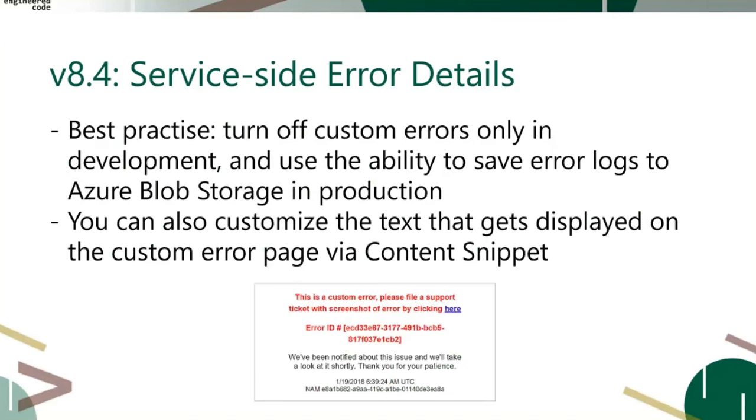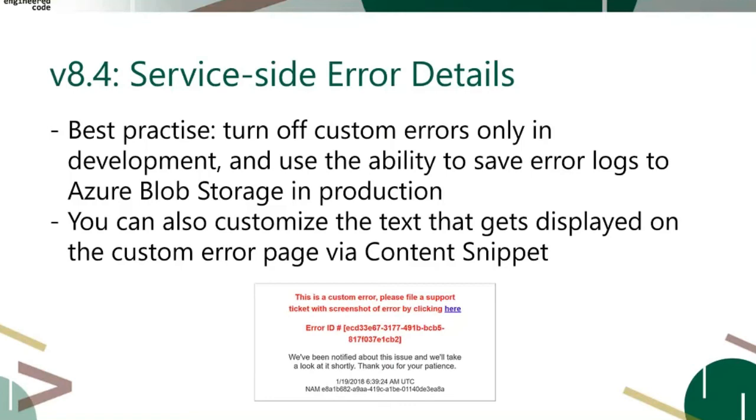Now, in terms of best practices, our recommendation is that you turn off the custom errors so you can see the yellow screen of death, but only do that in development. Once you've launched, typically you don't want to be exposing the technical details of the errors to your users. So we recommend turning off the custom errors in development so that you can see the full error details. But then once you go to production, you use the ability to save those logs to Azure storage. That way you still have a log of what's happening. If users report issues, you can still see the logs, but you're not showing them all those error details, which typically we like to keep to ourselves.